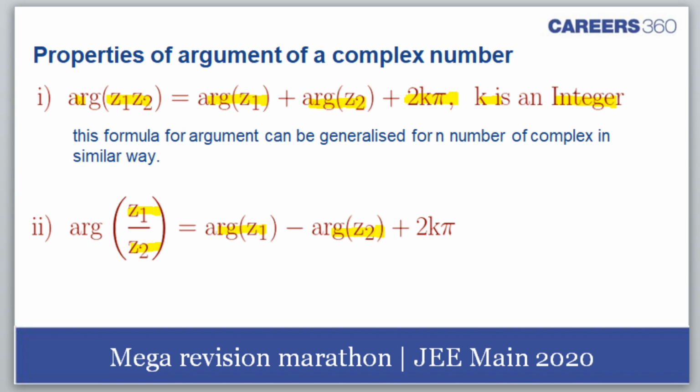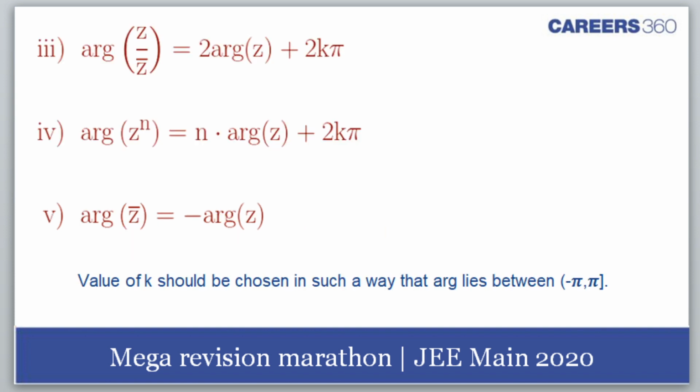Yes, students, I hope you got this. Then we have another property, argument of z upon argument of z conjugate, that is 2 argument plus 2k pi. Argument of z raised to power n is n into argument of z plus 2k pi. Argument of z conjugate, this is what I did in the last question. I use argument of z conjugate as minus theta. So that is what here it is written as. Argument of z conjugate is minus argument z. Okay? I hope this is okay.